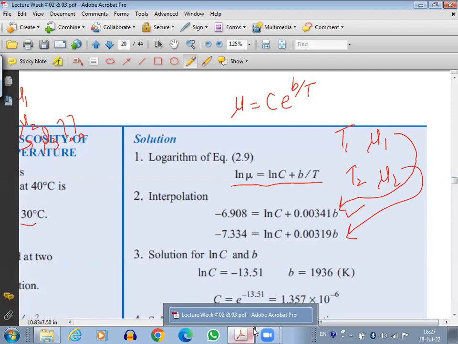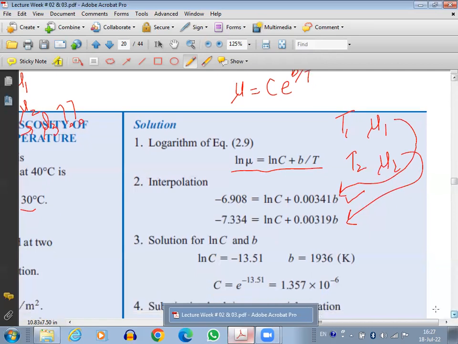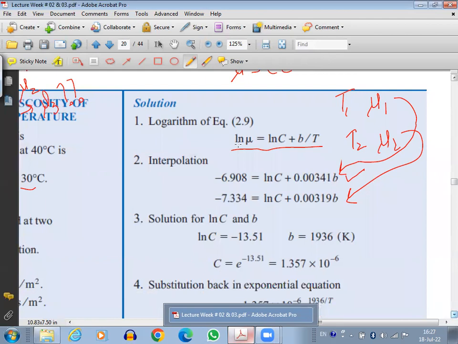I don't need to tell you how to find out the unknowns. This is simple mathematics and you are already an expert in mathematics. And I have full confidence in you guys. Okay, so with that joke, I'll get the value of ln C and B, and so I can get the value of C and B, correspondingly.